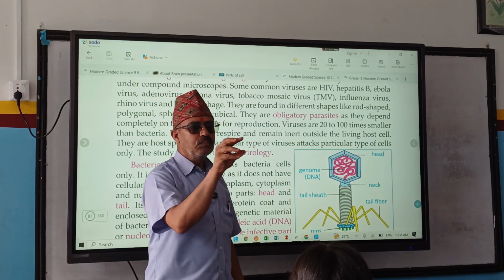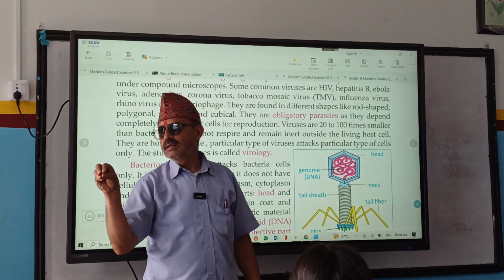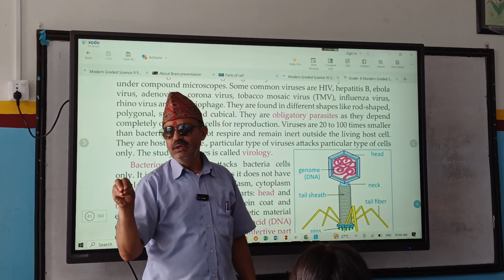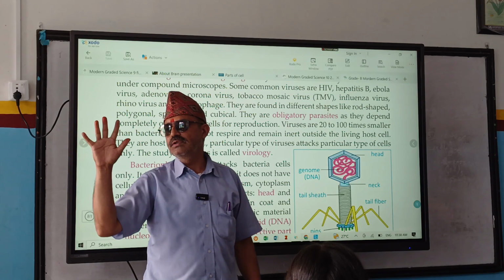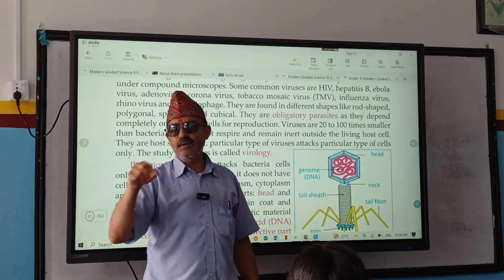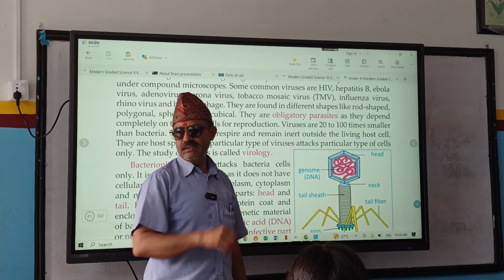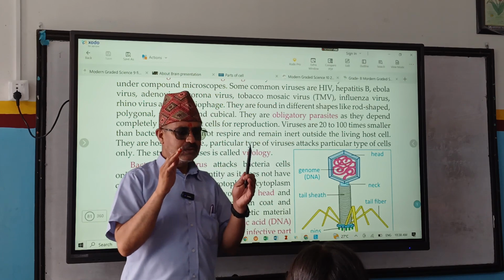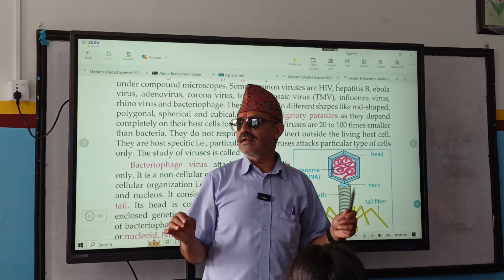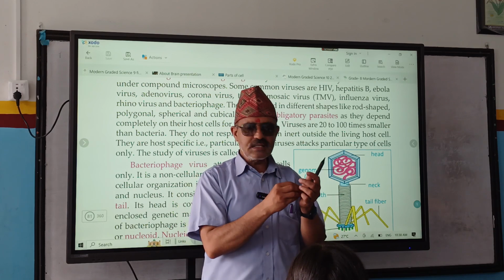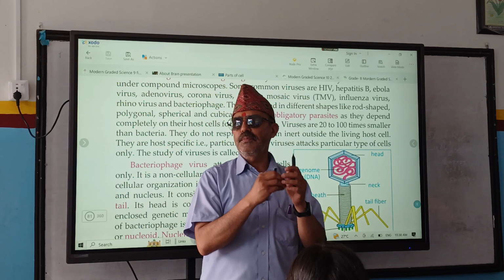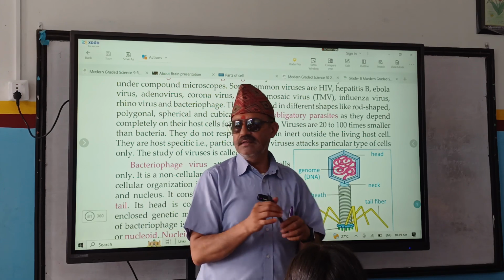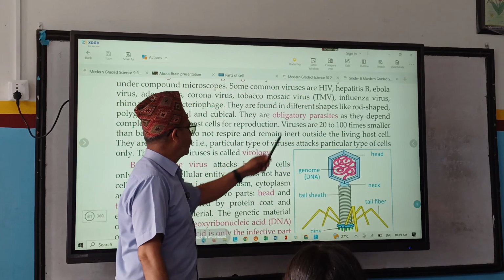Suppose one goat is suffering from viral disease. When you caught the goat, later what will happen? All viruses will also die. To survive, that virus needs living cell. Like during COVID-19, many people died. When the virus was inside the body of that person, it was alive. When the person died, virus also died. That's why they cannot live independently.